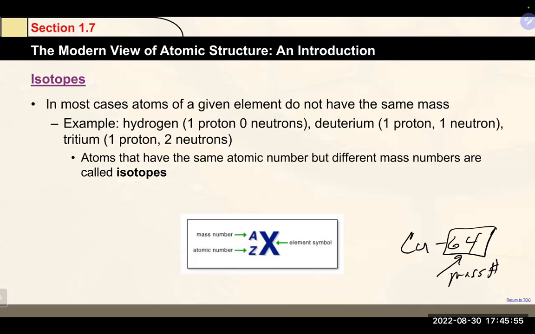So if we were to write these symbols for each of these things, we would look at hydrogen. If you weren't sure what the symbol is for hydrogen, you could go to the periodic table and find number 1, and you would find that it is H. You would also put the atomic number on the bottom. The mass number, which is found by adding protons and neutrons, is 1 plus 0, which gives me 1. And that would be the symbol for hydrogen.